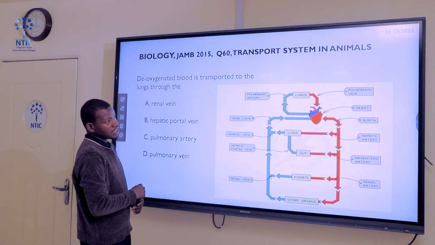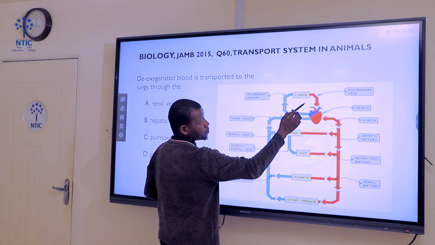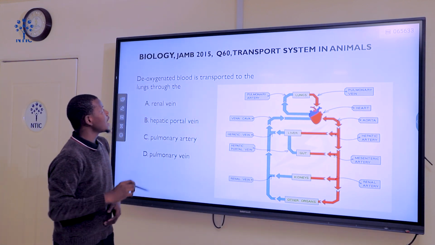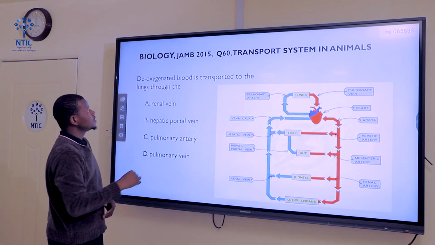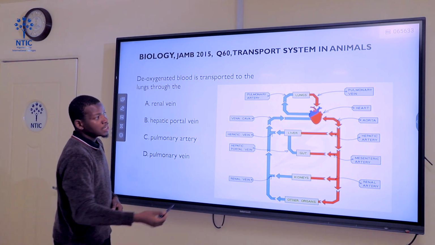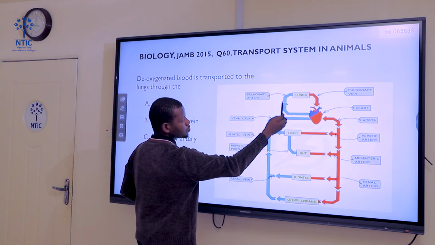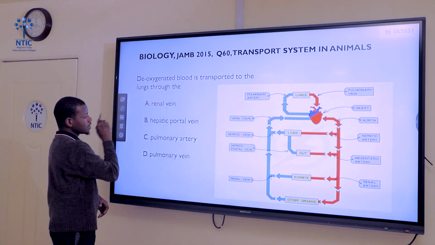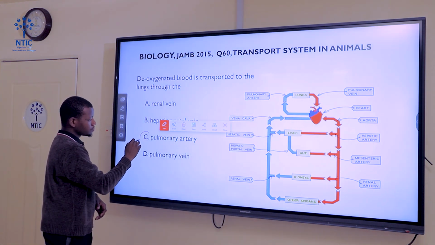And pulmonary vein is that vein or that blood vessel that takes blood away from the lungs back to the heart. So deoxygenated blood is transported to the lungs through pulmonary artery. Pulmonary artery is what transports deoxygenated blood to the lungs. So the correct answer here is C.